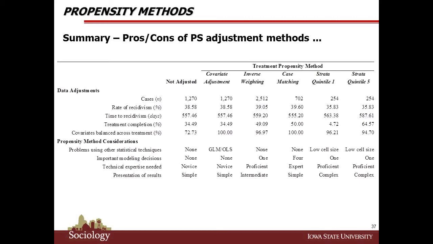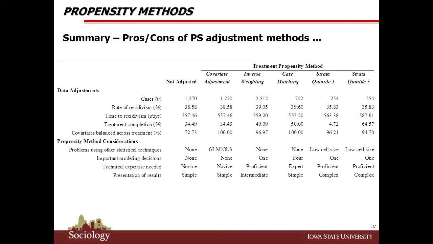In terms of the recidivism rates, we find that really different kinds of propensity methods really don't change the actual recidivism rate or the time to recidivism. The covariate adjustment, the weighting, and the case matching are all essentially identical to the original data set. However, with the strata method, the recidivism rate was a little bit lower than the other ones, but there really wasn't much difference.